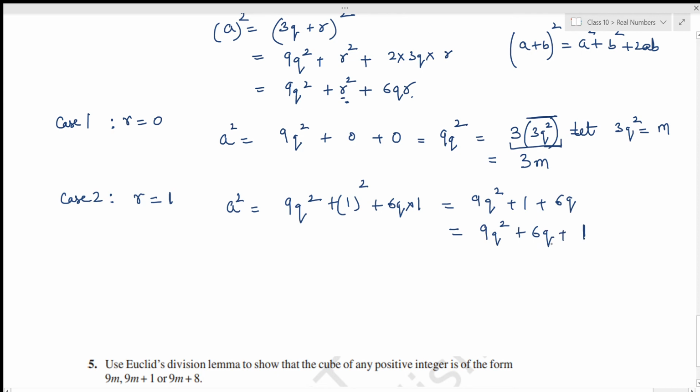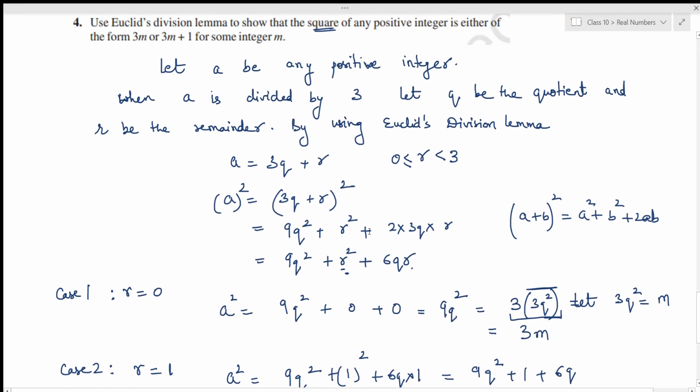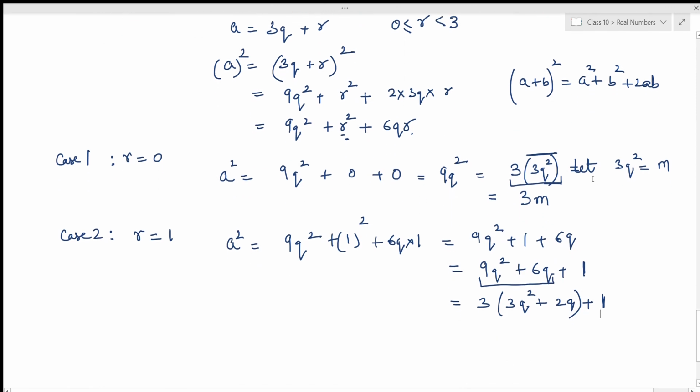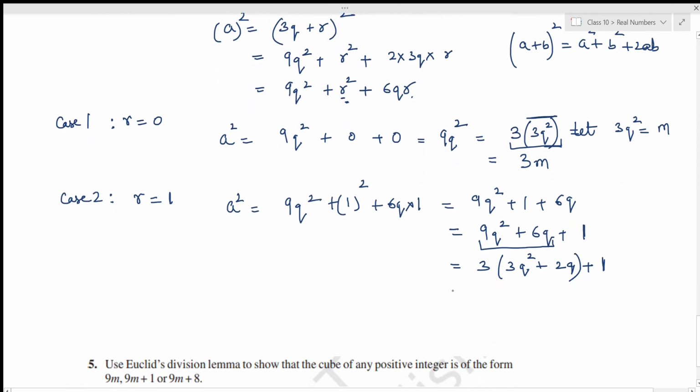Now from these two, you can take 3 common. So it will become 3(q square plus 2q) plus 1. Why I took 3 common? Because I need to say it in the terms of 3m plus 1. So this will become 3m plus 1. This time I'll say that let 3q square plus 2q be equal to m.